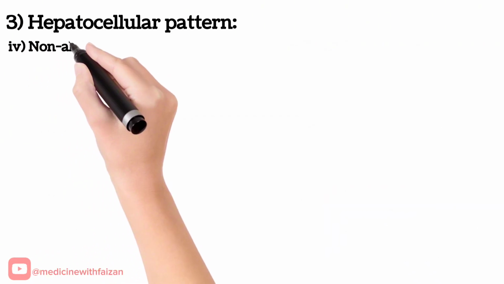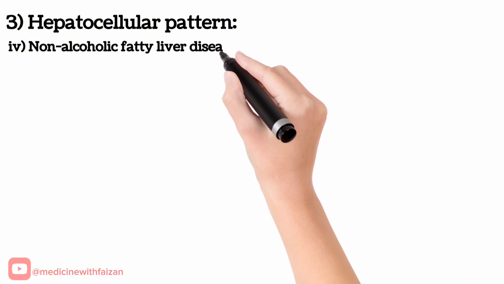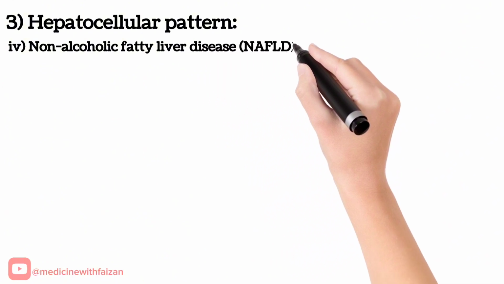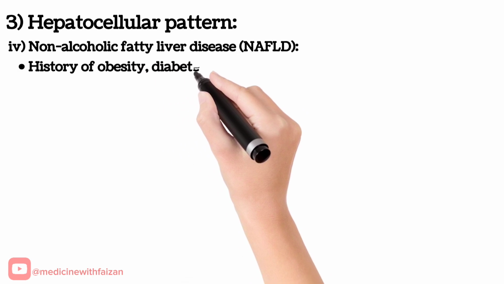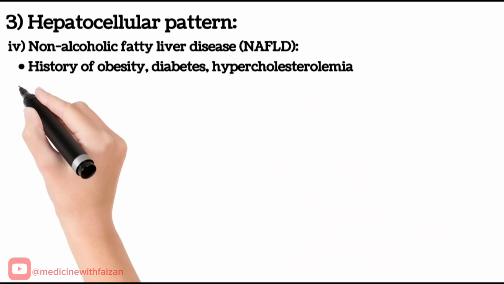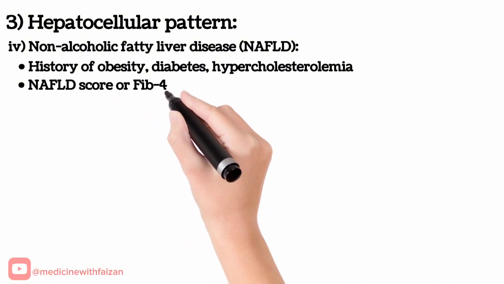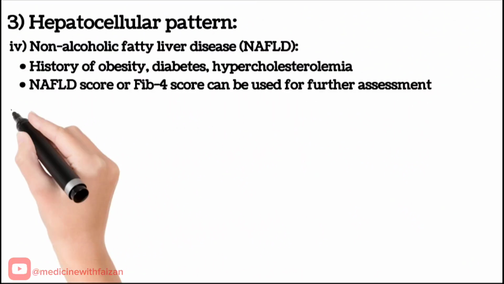Another condition that causes hepatocellular injury, and it is quite common especially in developing countries, is non-alcoholic fatty liver disease, NAFLD. There will be history of obesity, high BMI. The patient might be suffering from some sort of metabolic syndrome like diabetes, hypercholesterolemia. NAFLD score or FIB4 score can be used for further assessment in non-alcoholic fatty liver disease.